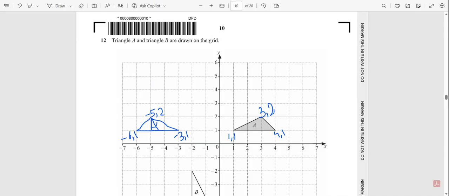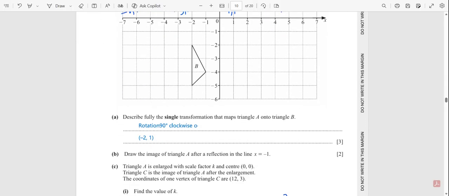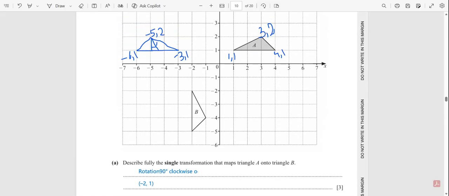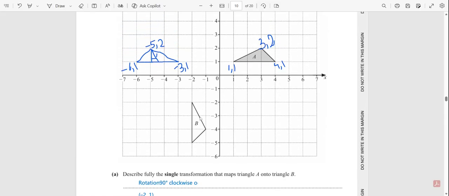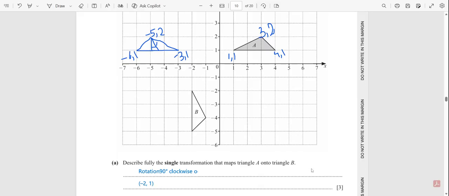Now triangle A and triangle B are drawn on the grid below. Describe fully the single transformation that maps triangle A onto triangle B. Now triangle A onto triangle B is simple. It is a clockwise rotation about the point minus 2, 1.